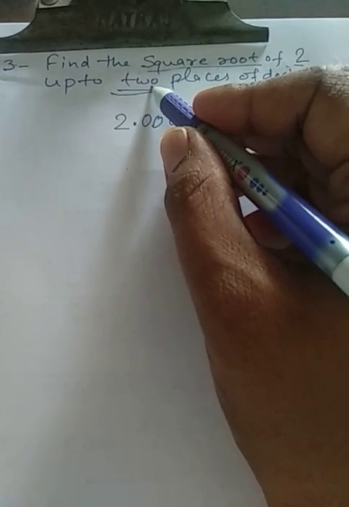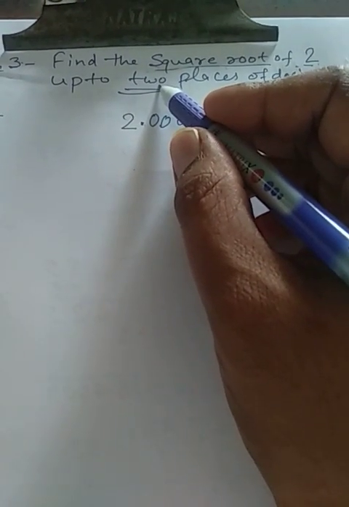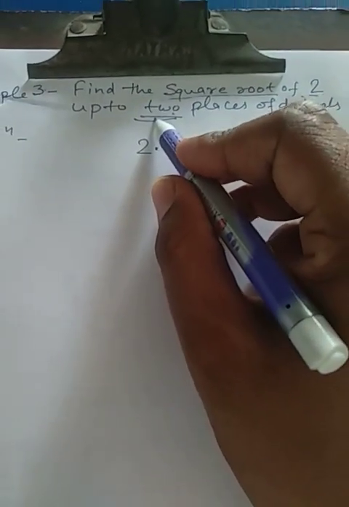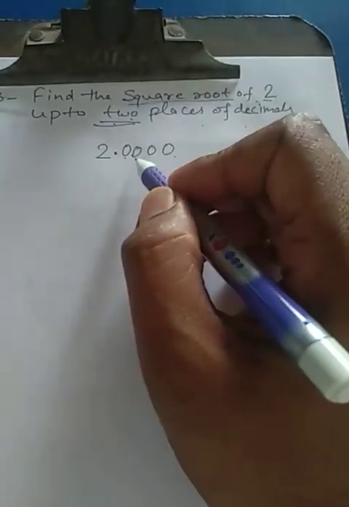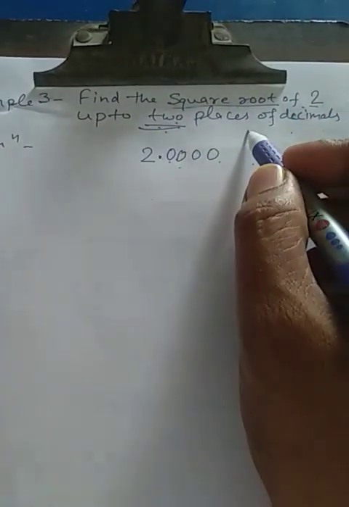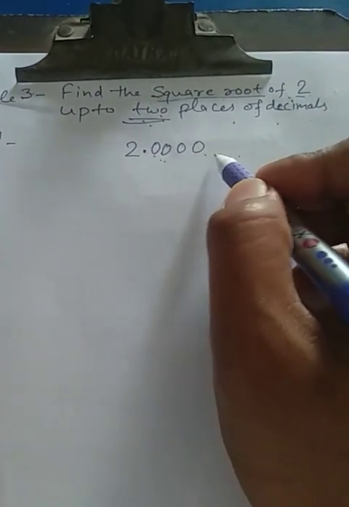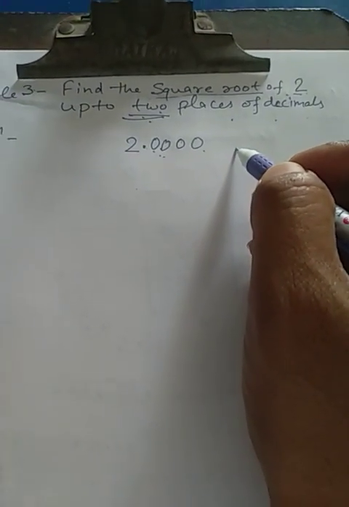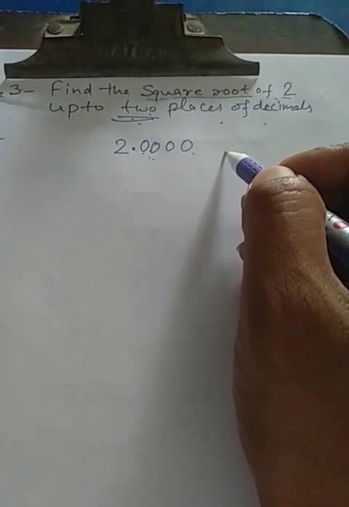Here it is written 2, so we have to take 2 times, that is 2 times 0. If it is written 3 places of decimal, we have to put 6 zeros. Okay? Yes, if 4 places, 8 zeros.